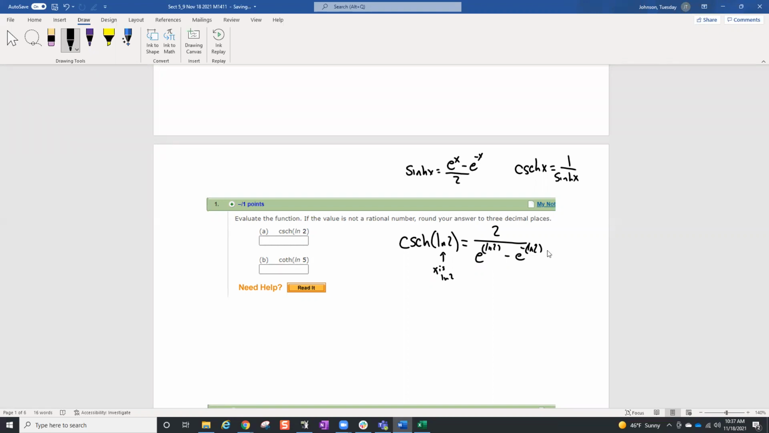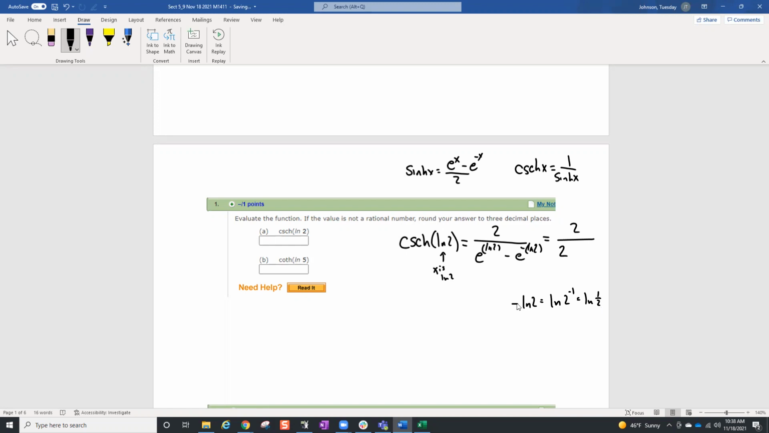And so to evaluate it, what we're really looking at is this. Check it out. 2 in the numerator. e to the natural log of 2. Remember, e and natural log are inverse operations, so that'll be 2. We're going to use this little skill we have right here frequently today.